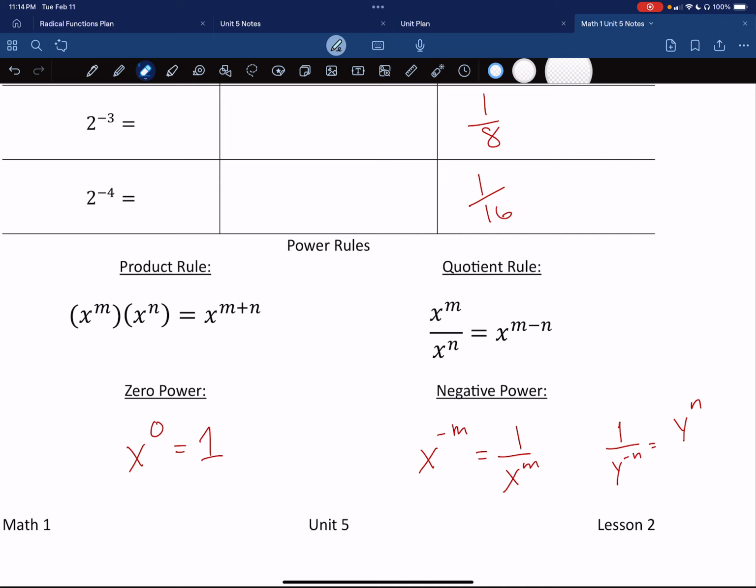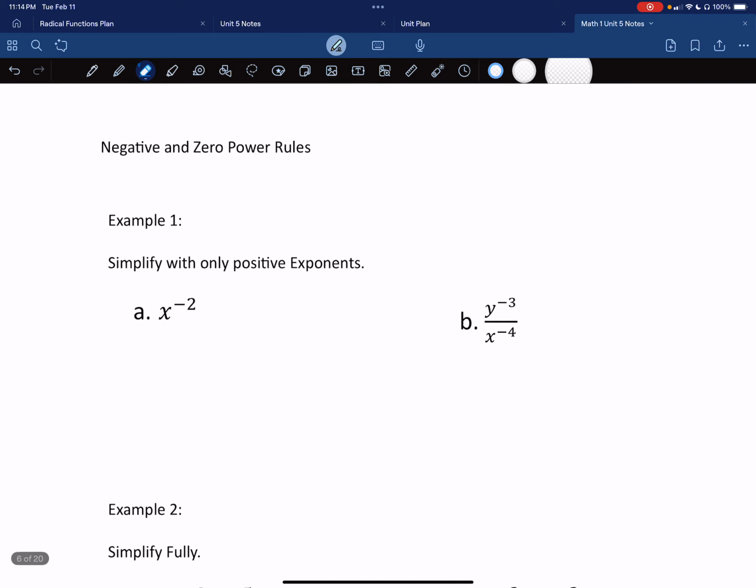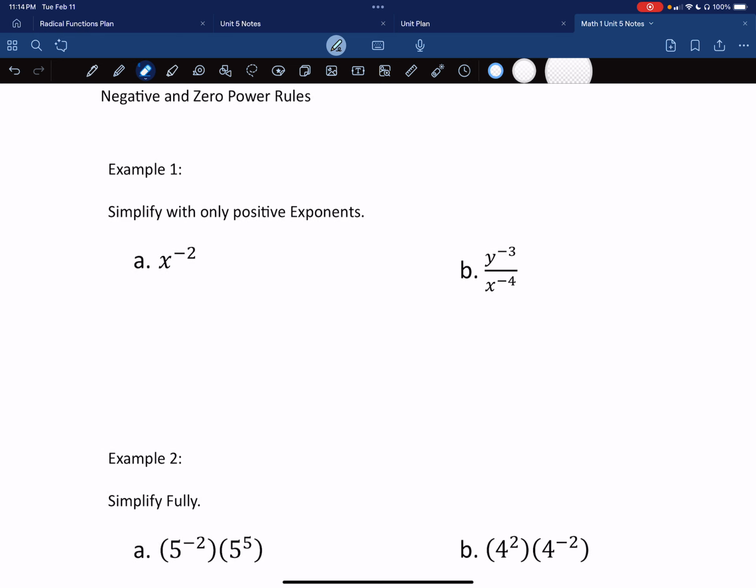All right, so let's look at our examples for this. So we're just going to be working through all our examples. Example 1, simplify with only positive exponents. So I have x to the negative 2 power. Again, when we have a negative power, all we have to do is flip it. So if I'm going over here, I want to put this down here and make it positive. And what's left on top is just 1. There's nothing else for us to simplify. Keep it really simple.